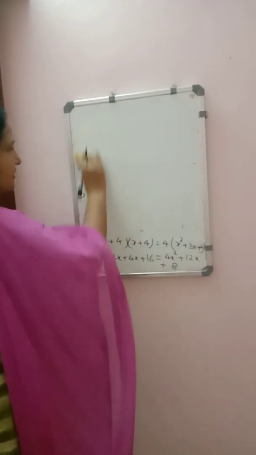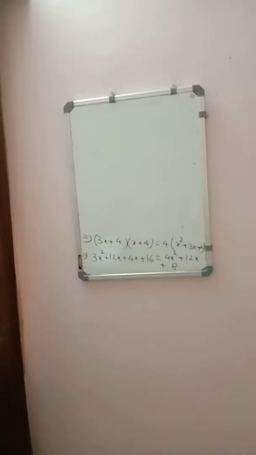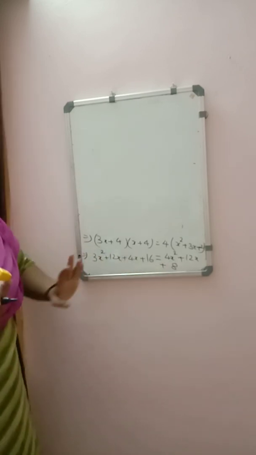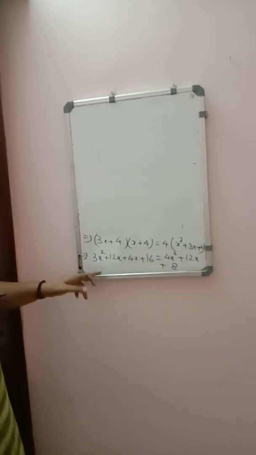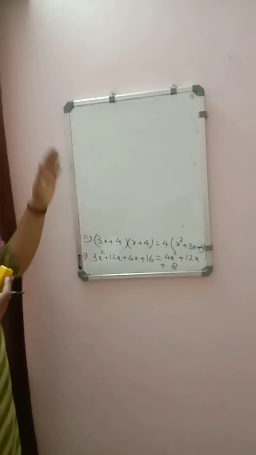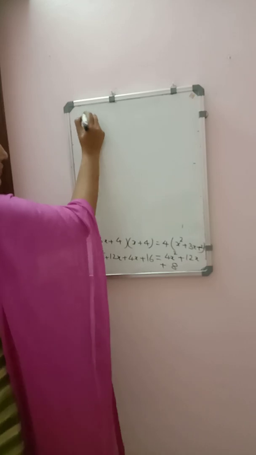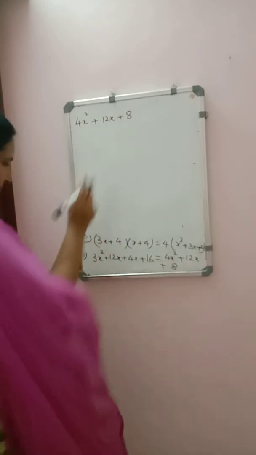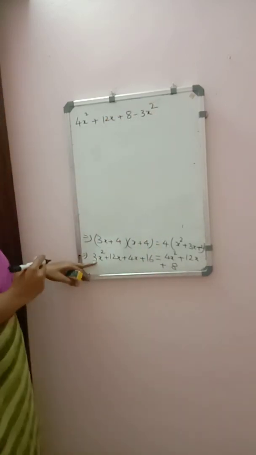After that, instead of shifting all the expression to left hand side or right hand side, just check there. We have to shift the expression in such a way that our coefficient of x square should be positive. If I shift 4x square to left hand side, 3 minus 4 will be equal to minus 1. So it is better we can shift all the expression to right hand side. So it will be equal to 4x square plus 12x plus 8. 3x square shifting to right hand side, so it will be equal to minus 3x square.